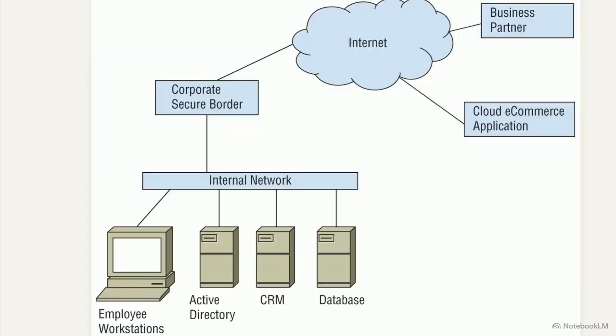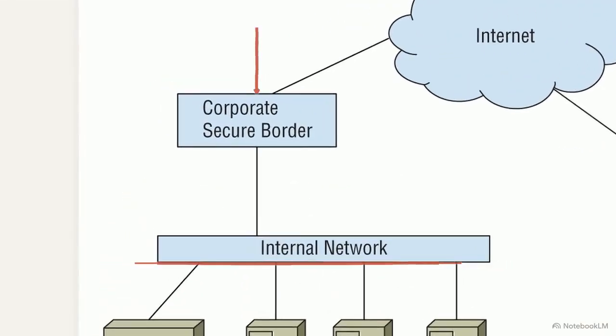Looking at this network diagram, the baseline topology is straightforward. We have employee workstations, a local Active Directory, a CRM, and a database, all residing together on the internal network. The entire structure is protected by the corporate secure border. This is the primary line of defense, relying on static packet filtering and physical isolation to control traffic.